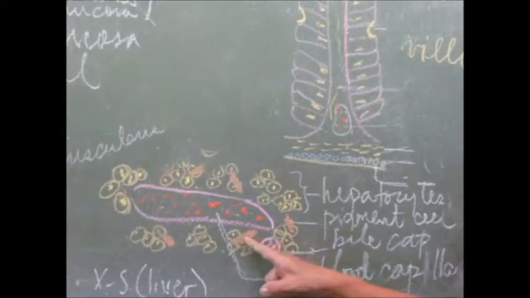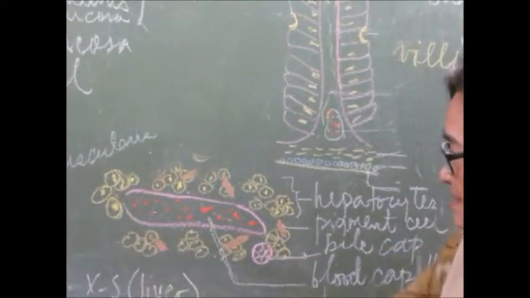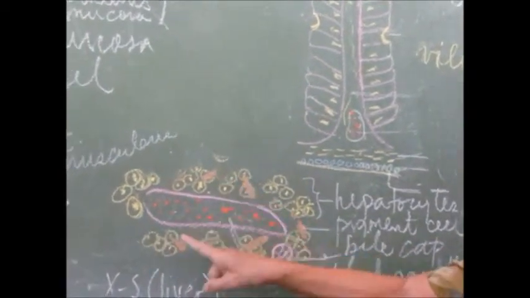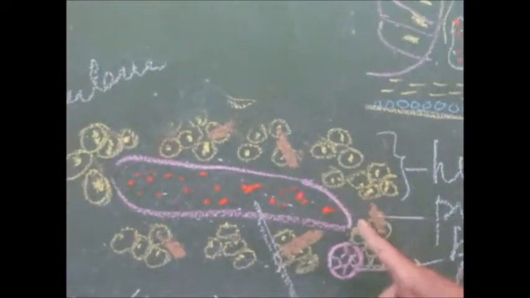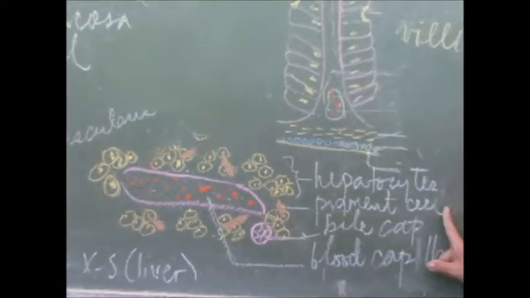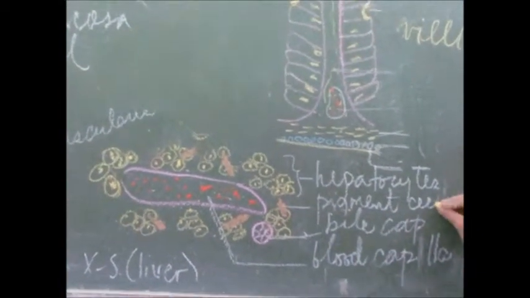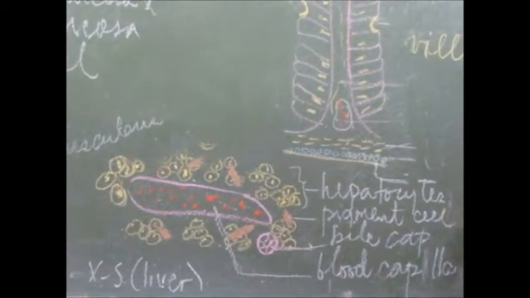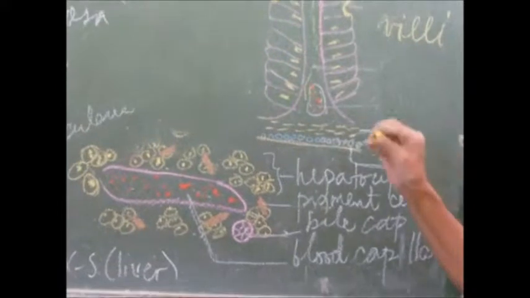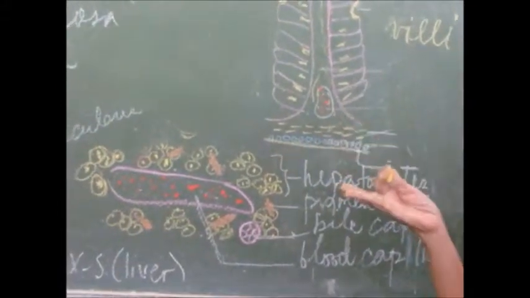Now, scattered among the hepatocytes, you find dark brown pigments. And these are the pigment cells, which are responsible for the color of bile. You know what is bile? So this is the digestive system.